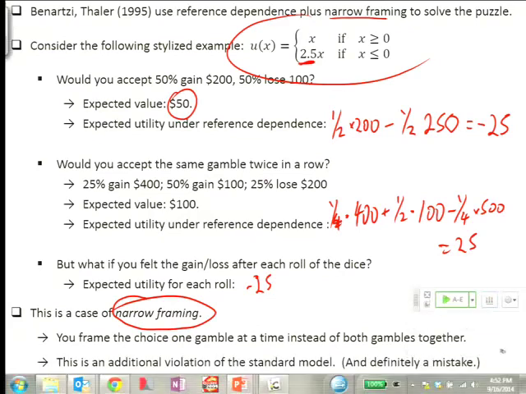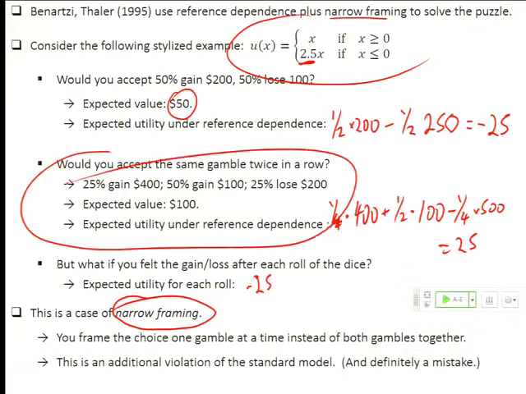So someone who would reject the double gamble twice in a row is basically violating the standard model in yet another way, right? By making each choice based on the outcomes of just that choice, rather than netting it together with all of the other outcomes that they're faced with, or all of the other gambles that they're faced with.